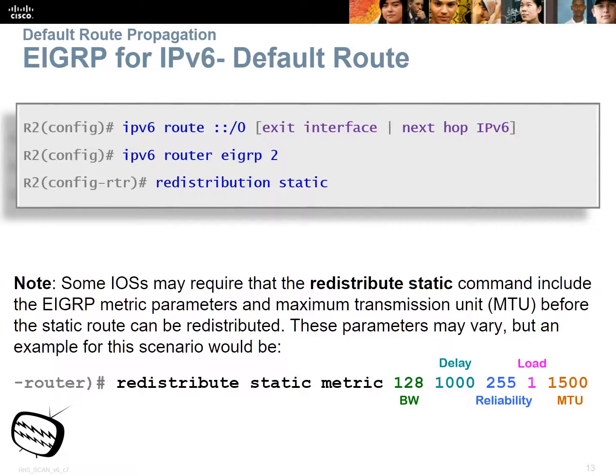Now, if you're on a really old router, sometimes they complain. Sometimes they want all 5 K values so it can actually do the math: bandwidth, delay, reliability, load, and MTU. That's the actual equation that it needs. Even though only bandwidth and delay are used, it still might want all values. So if you type redistribute static and it doesn't quite work the way you want, just do redistribute static and put in 5 values that you want that redistribution to take into consideration.